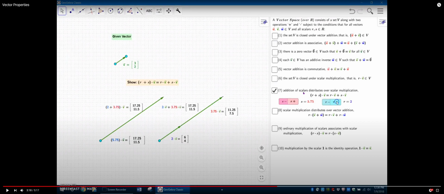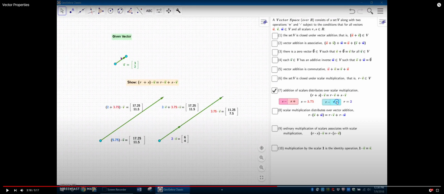And in the context of vector spaces, it's actually this same idea. You have your two scalars inside, and you can add them first and multiply by v. Or the scalar r you can multiply by v, and then the s you multiply by v, and then you add both of those. If you do it this way or this way, you get the same answer. And that's what he's illustrating by this diagram.